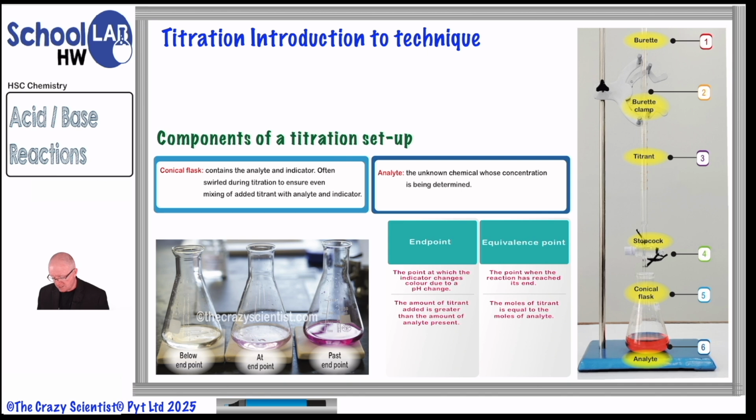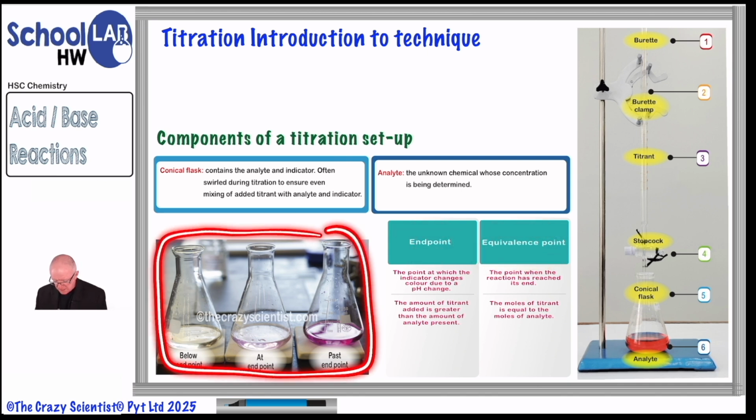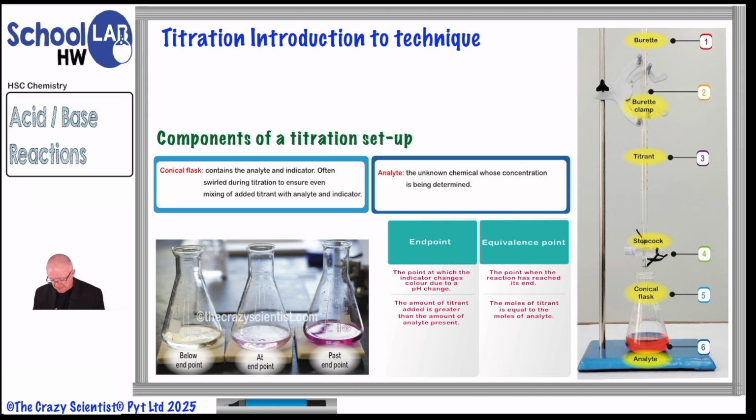So that is the difference between an endpoint and an equivalence point. In this example here, you can see we've got some phenolphthalein because it's pink. Now it's below the endpoint. That means at the beginning of the titration, it's colorless.